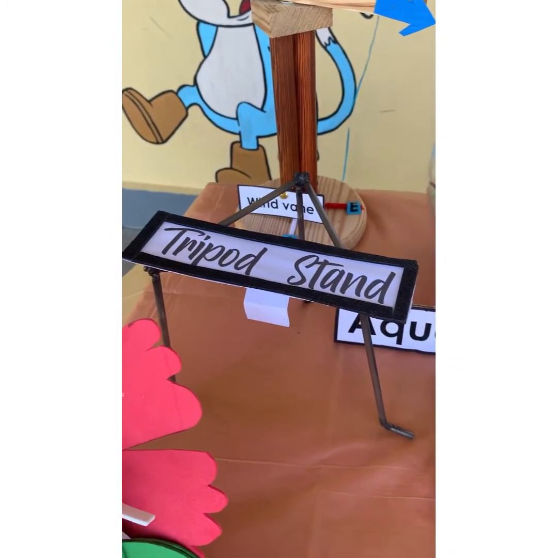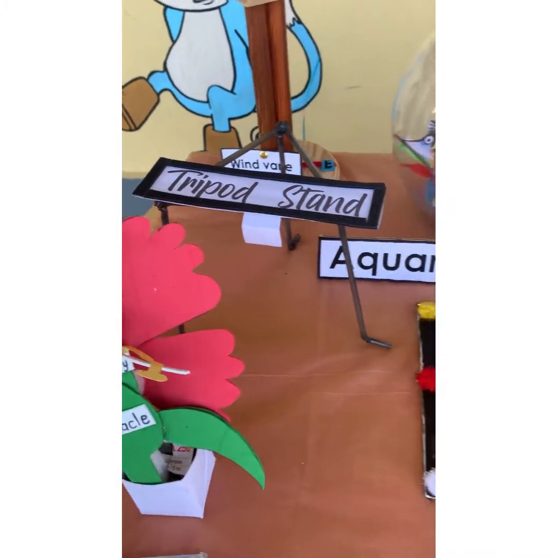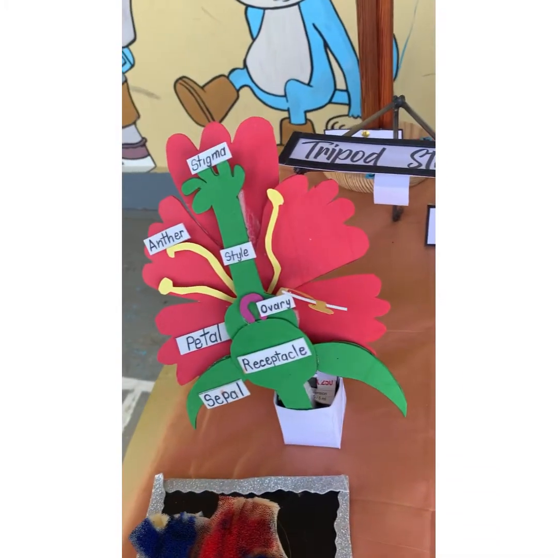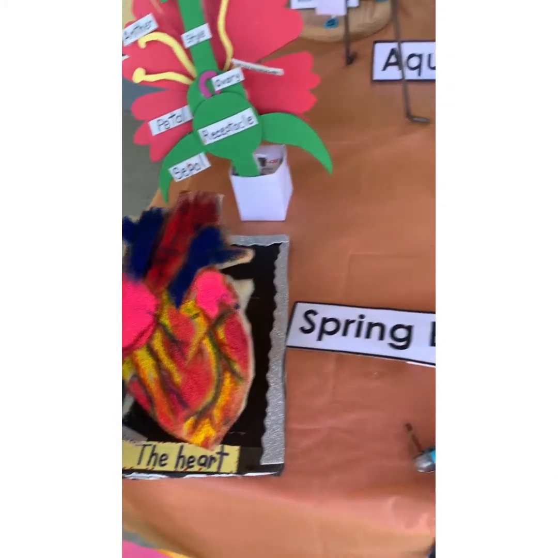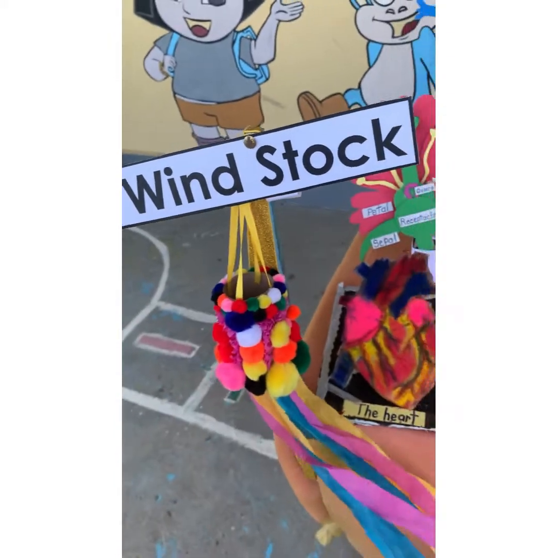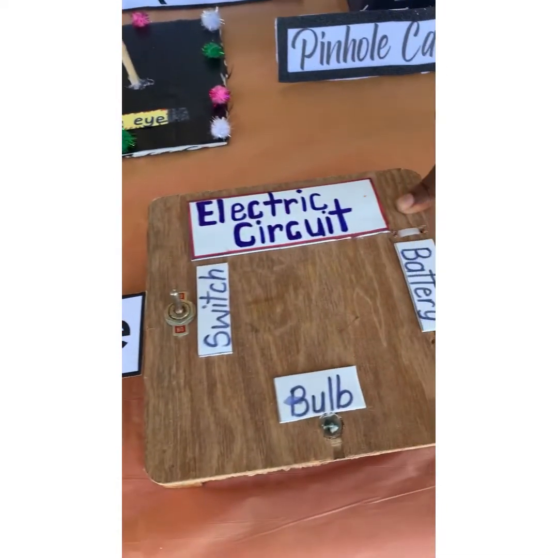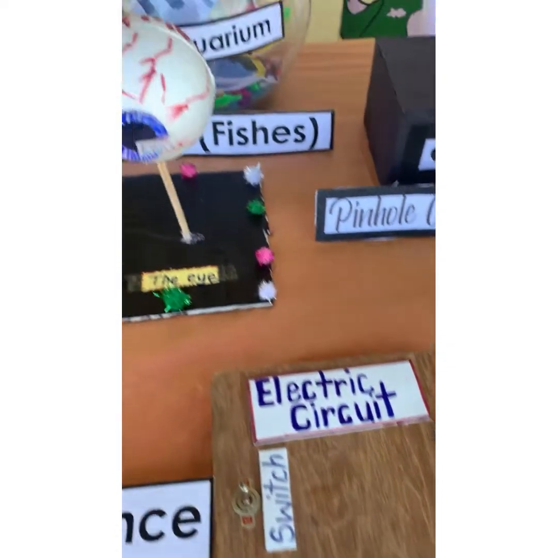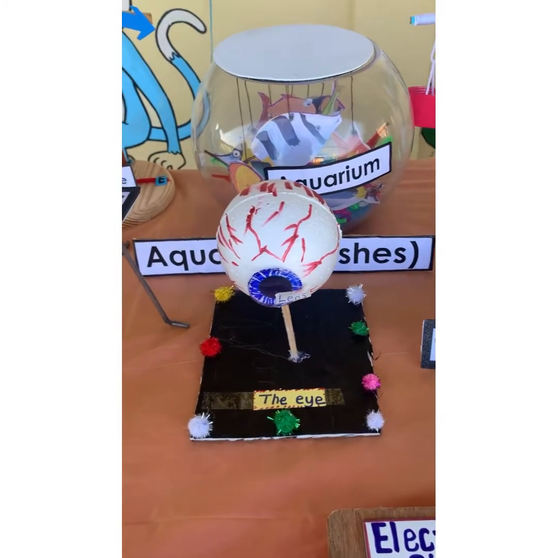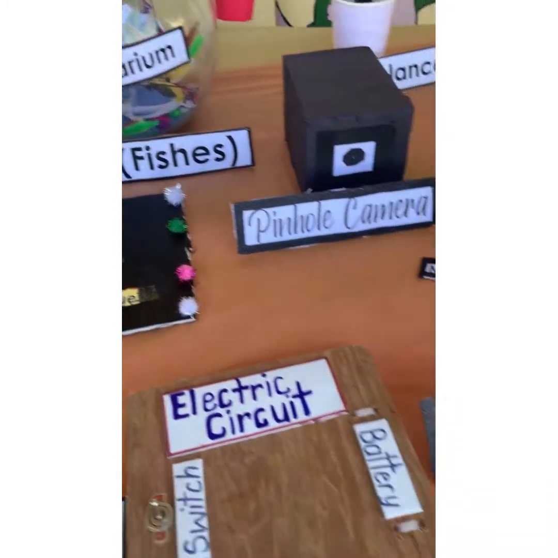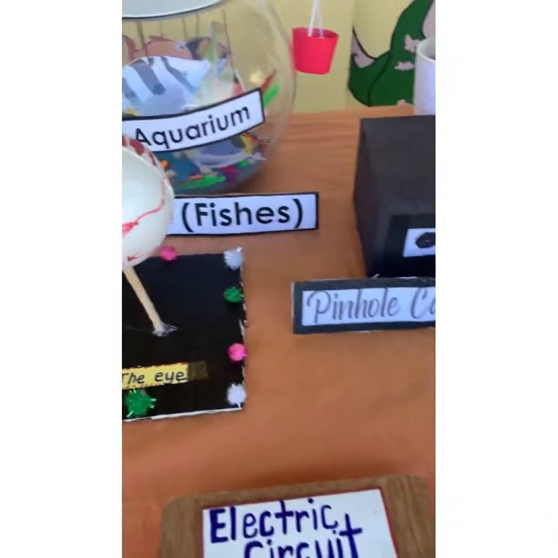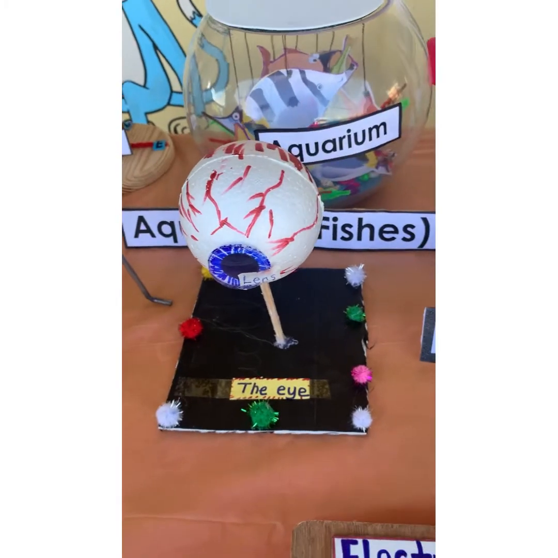Here you can see a tripod stand. We have the flower, the heart, the windstock. Here we have the spring balance. We have an electric circuit. And over here we have the kaleidoscope and also the hive.